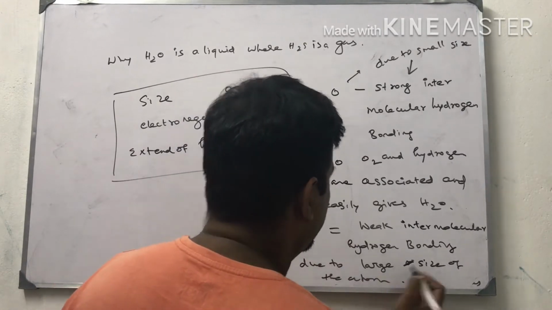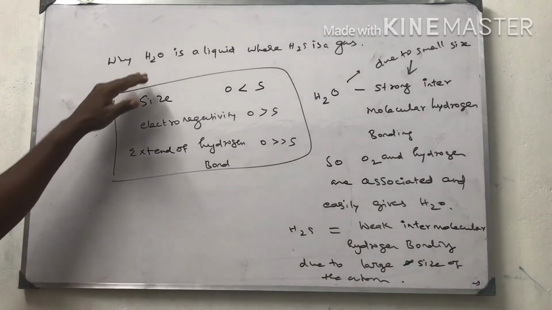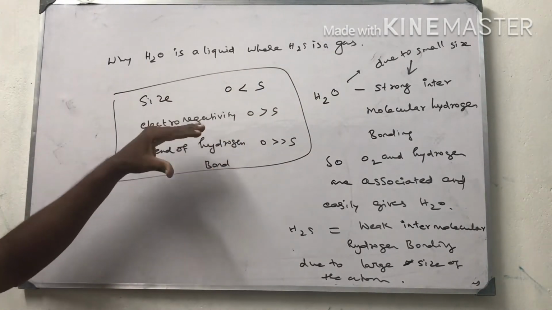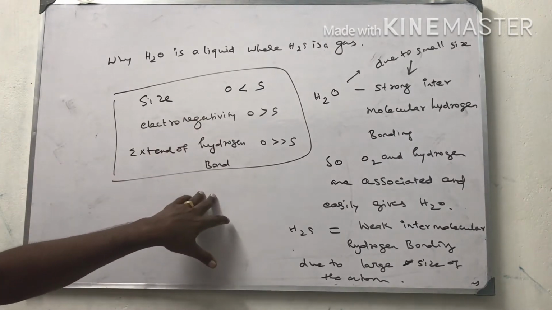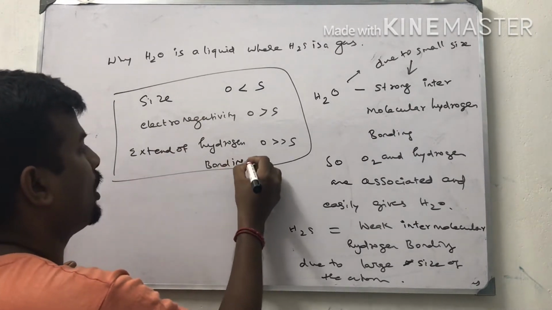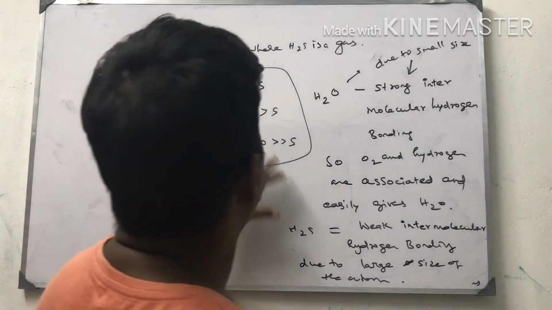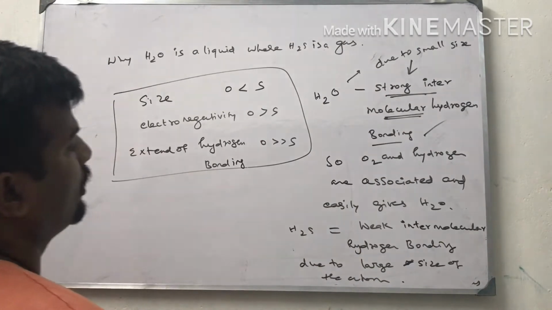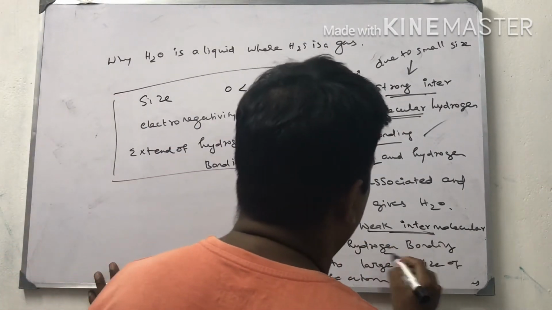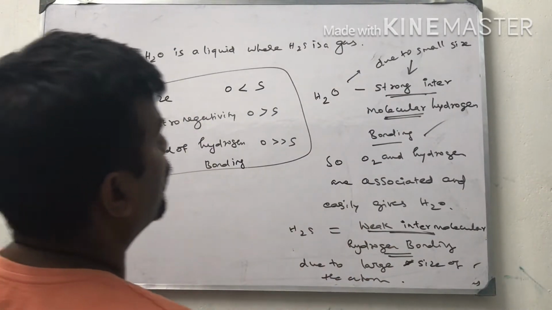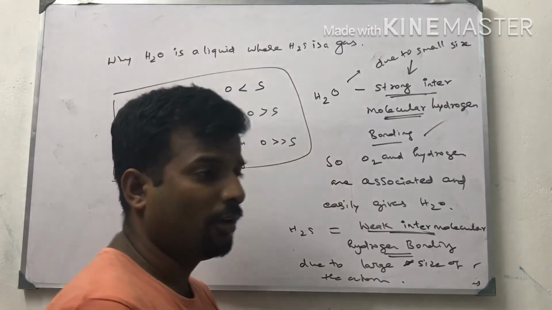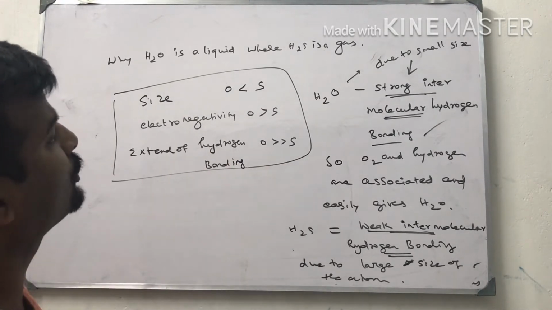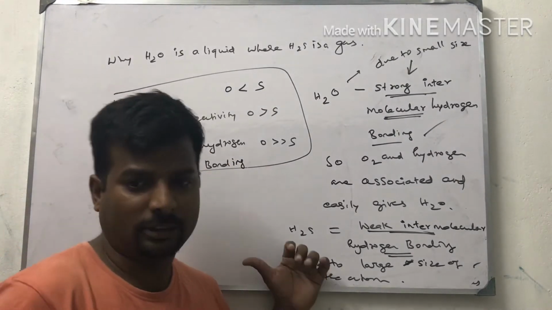So this is the answer for the question why water is a liquid and why hydrogen sulfide is a gas. We have to write size, electronegativity, extent of hydrogen bonding. These 3 things you have to mention. If size is very small, strong intermolecular hydrogen bonding is possible. If size is bigger, only weak intermolecular hydrogen bonding is possible. Electronegativity high means the affinity between hydrogen and oxygen is high, and extent of hydrogen bonding also increases. These are the answers for this question.